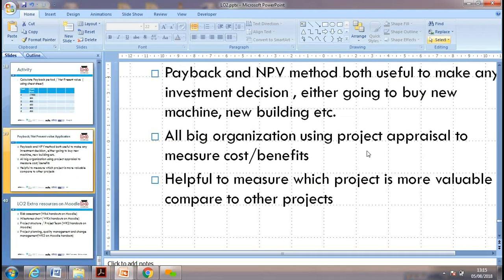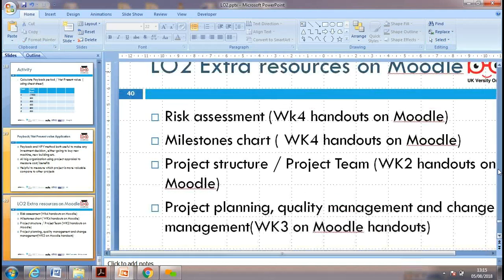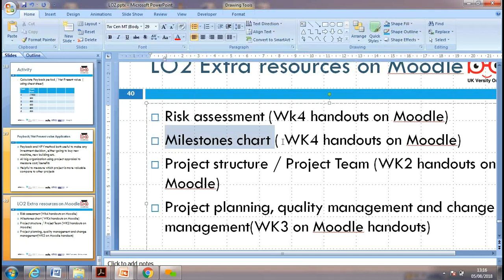And further, under LO2 we can discuss risk assessment, which I just mentioned. Milestone, what is meant by milestones? A milestone is like a key time, a key date when something really important or influential happens. Brilliant, well done.